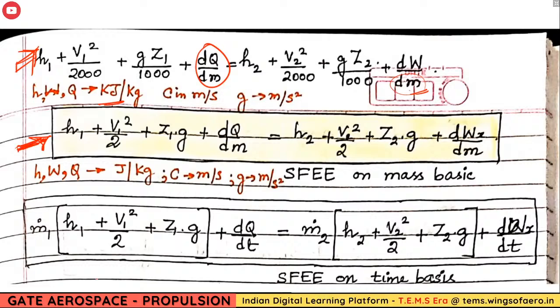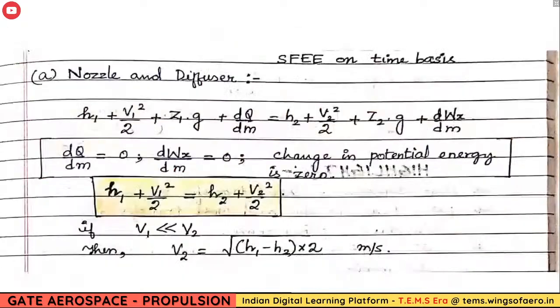Based on that, we can now implement it on the various components of any basic system, maybe a boiler, a condenser, a throttle, nozzles, diffusers. For each and every kind of application we can use the same formula. Now we will see one by one. First, we will look into the nozzle.